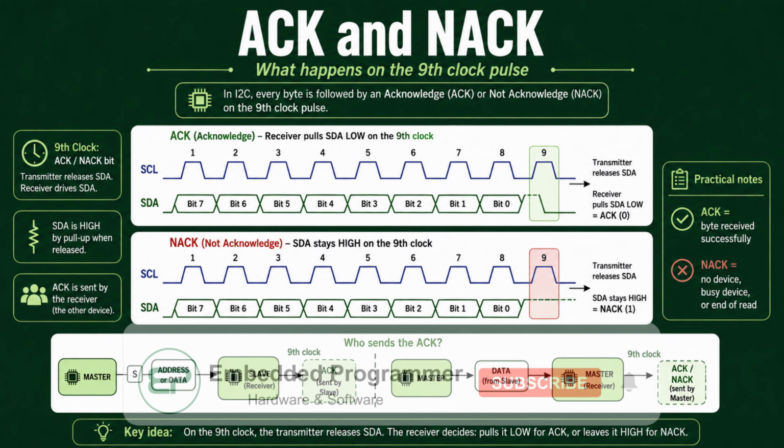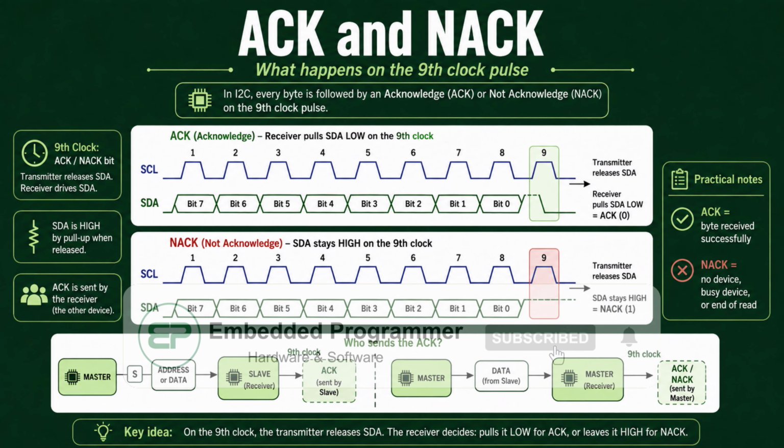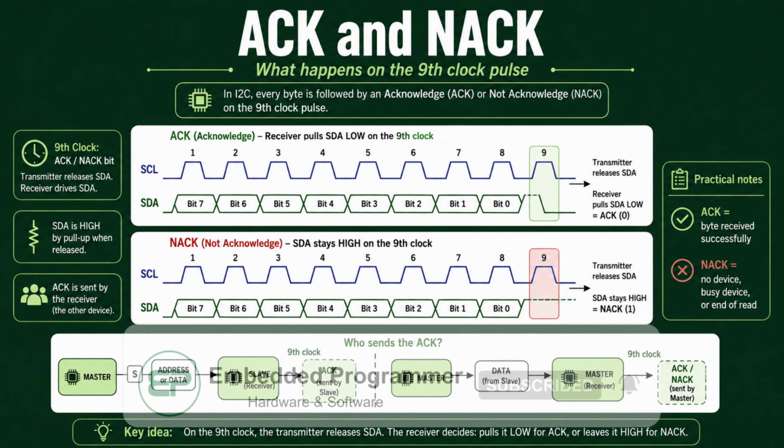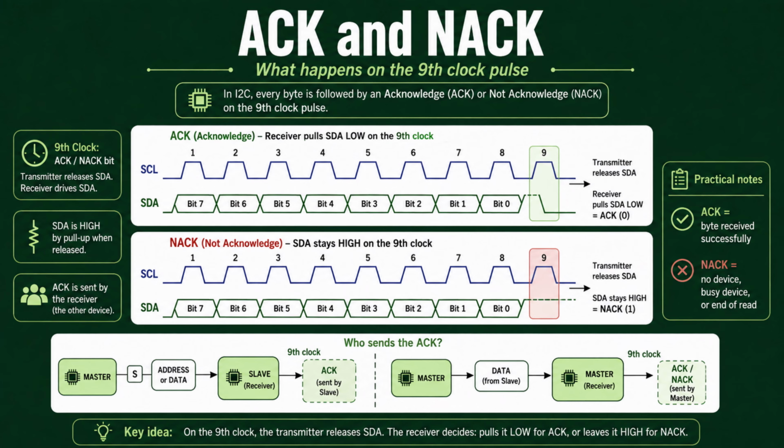In I2C, every transmitted byte is followed by a 9th clock pulse used for acknowledgement. During the first 8 clocks, the transmitter controls SDA and sends the address or data byte. Before the 9th clock, the transmitter releases SDA. The receiver then controls the acknowledge bit. For an ACK, the receiver pulls SDA low during the 9th clock pulse. This indicates that the address or data byte was accepted successfully.